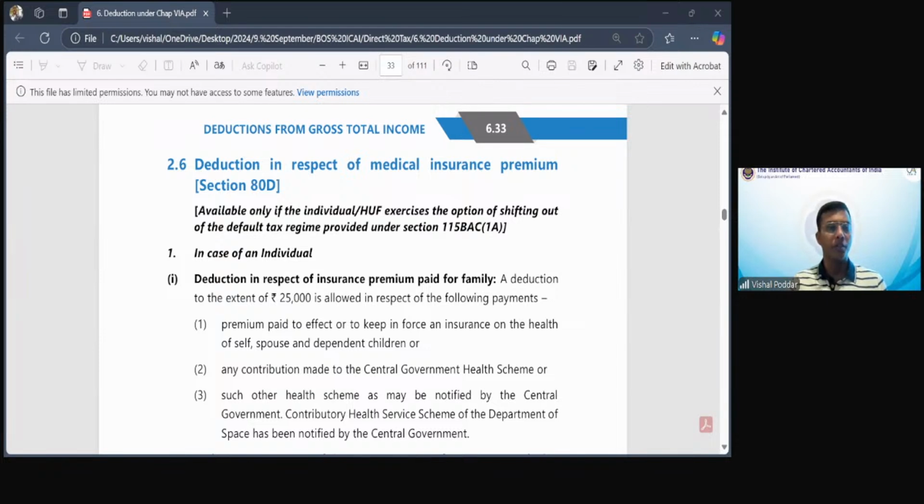115BAC is the section for old scheme versus the new scheme. So 115BAC is basically the section which is now what we call the new scheme, correct? And in subsection 1A, the new scheme has become the default and the old scheme has become the optional scheme. So wherever they are saying opting out of 115BAC, it means you are opting out of the new scheme. This is 115BAC bracket 1A.